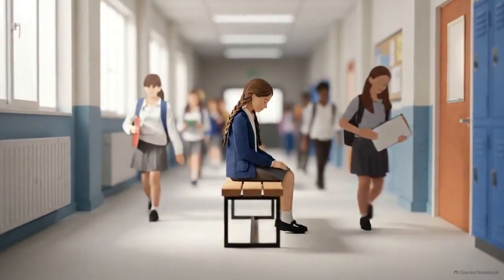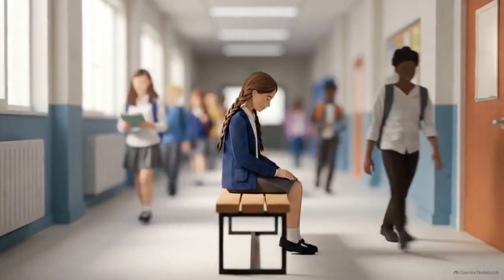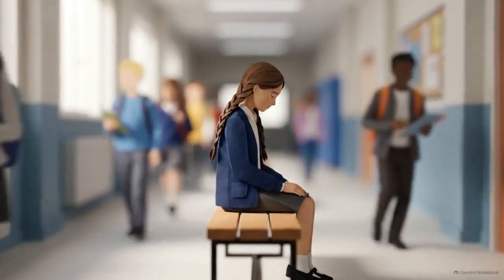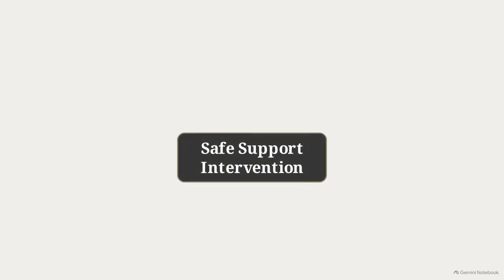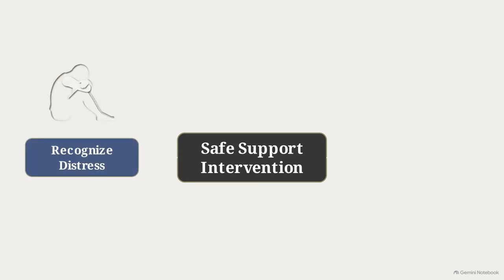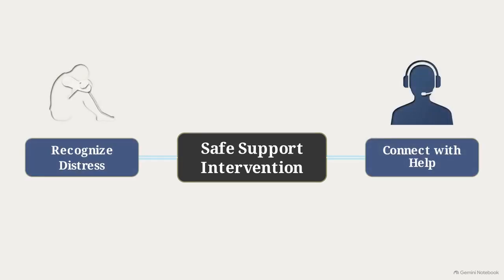In a busy school hallway, it is easy to miss a classmate sitting perfectly motionless while everyone else rushes past. Supporting a peer in this situation requires more than a casual check-in. It requires the safe support intervention, a specific protocol for recognizing distress and connecting a friend with professional help.